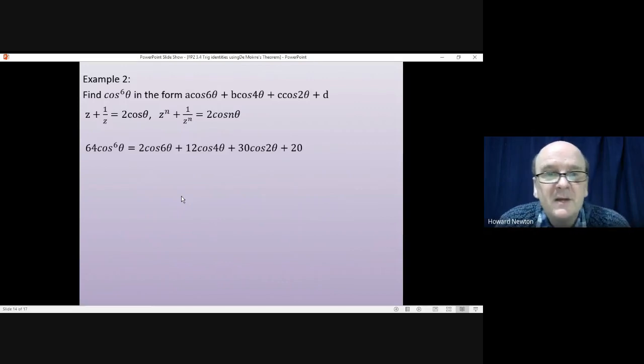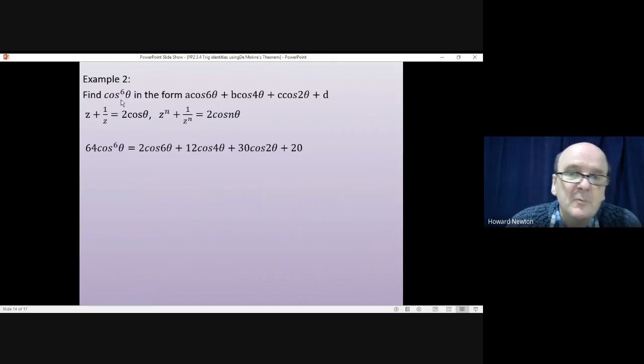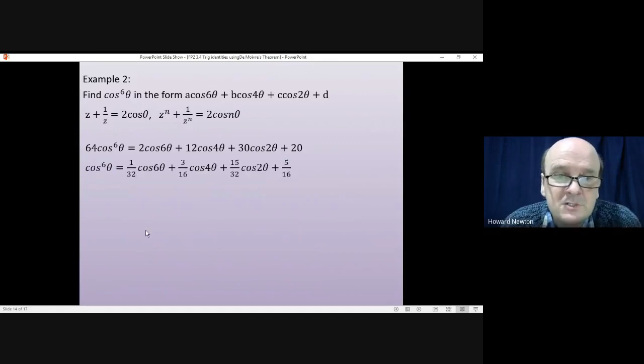Now, we wanted to find cos to the 6 theta. We're very nearly there. We've got 64 cos to the 6 theta. All we have to do now is divide through by 64. And when we do that, we get cos to the 6 theta is equal to this expression here. And that is the answer. So A would be 1 over 32, B is 3 over 16, C is 15 over 32, and D is 5 over 16.